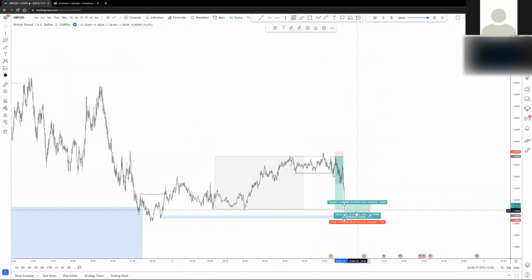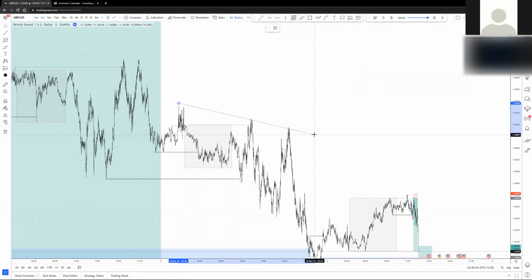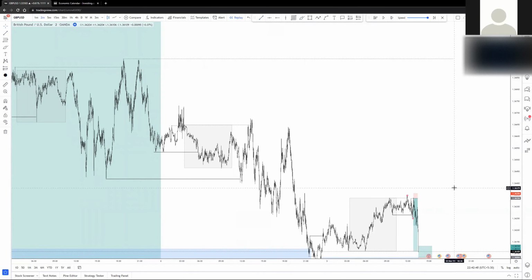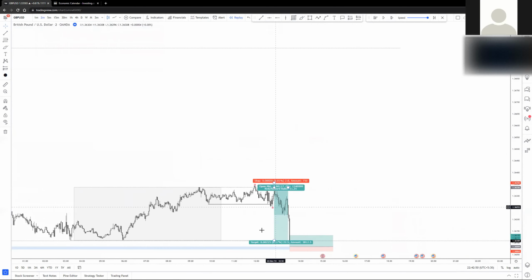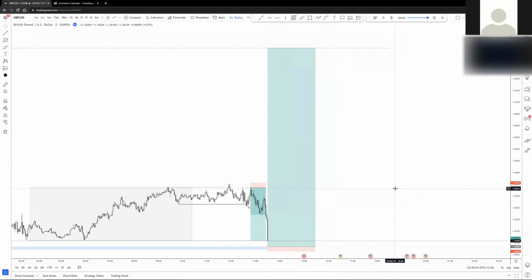But where is this coming from? The 4 hour. So what you can do is use higher time frame targets. Look at all of this: trend lines, equal highs, high time frames. So if you are doing that, what you can do is high time frame targets.